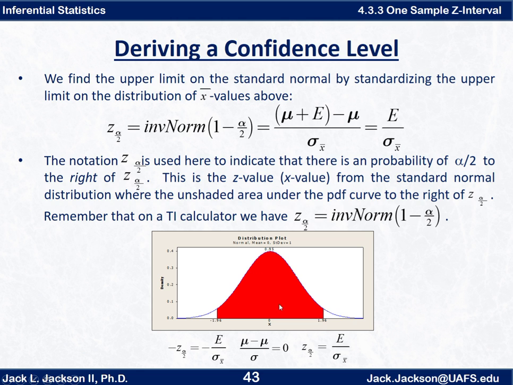Well, actually not just the shaded area. The shaded area here is 1 minus alpha, but you add an alpha over 2 here, and this makes 1 minus alpha over 2 for this, and alpha over 2 for the unshaded area on the right. So anyway, we find that inverse norm, and that's going to give us this value right here, and that needs to correspond to a z-score. Well, that z is mu plus e minus mu over sigma of the x bars. In other words, that's just e over the sigma of the x bars.